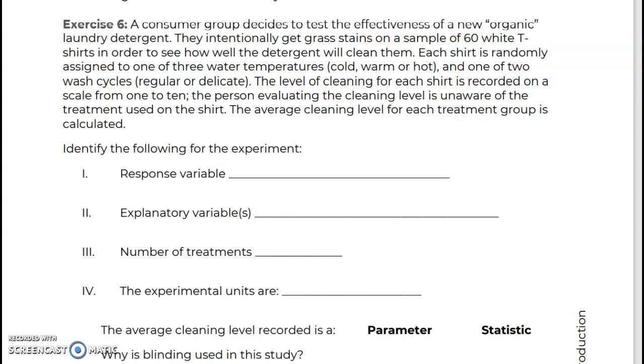and one of two wash cycles, regular or delicate. The level of cleaning for each shirt is recorded on a scale from 1 to 10. The person evaluating the cleaning level is unaware of the treatment used on the shirt. The average cleaning level for each treatment group is calculated.